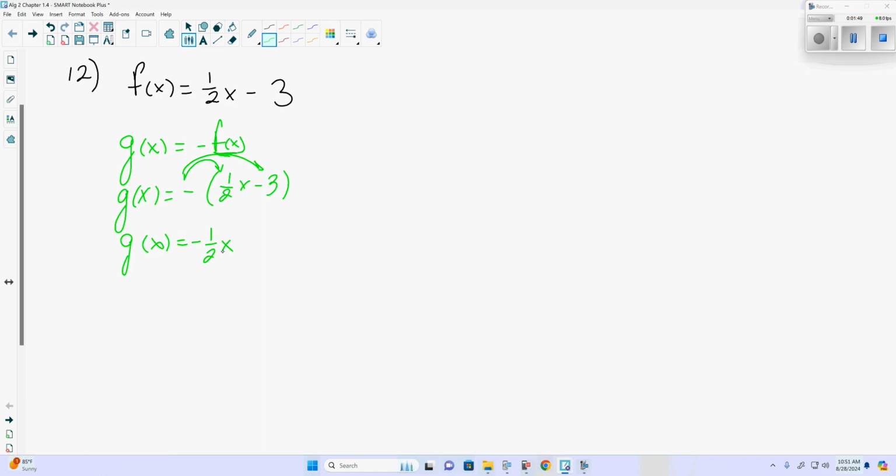So the negative is the reflection across the x-axis. It's asking for the reflection across the x-axis, and the general form for it is negative f of x. Across the y-axis is our f of negative x. So that's where we got the negative from. Now once we replace it, we multiply. And lastly, our negative 3 gives us plus 3. So that's our answer for number 12.